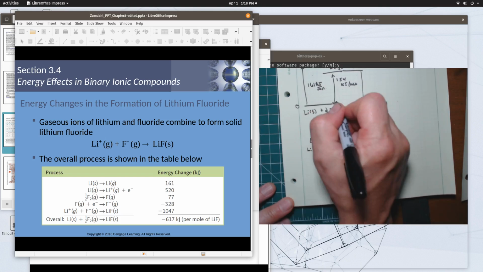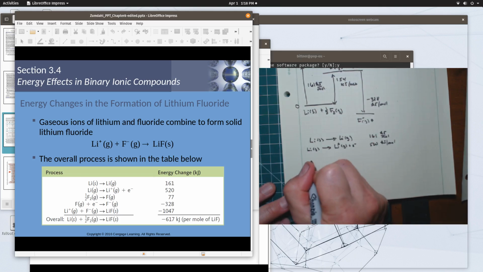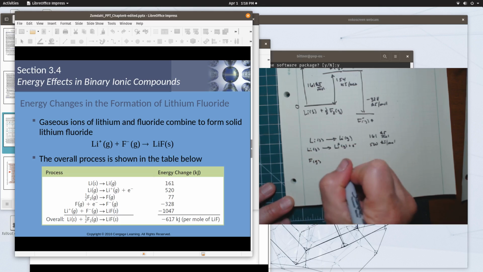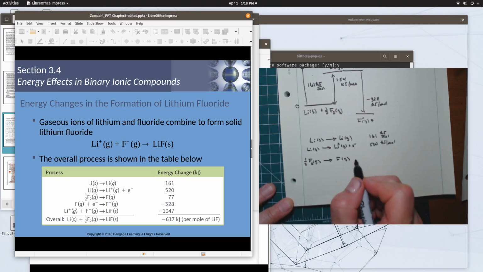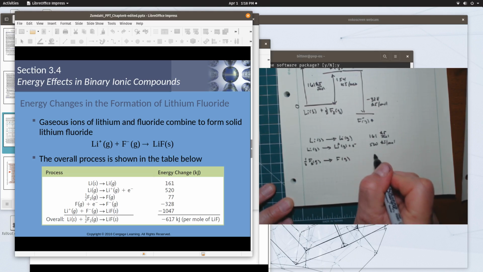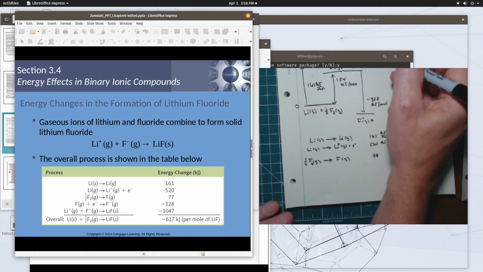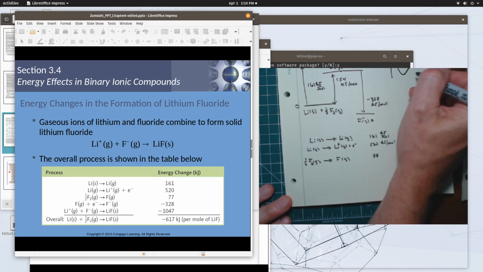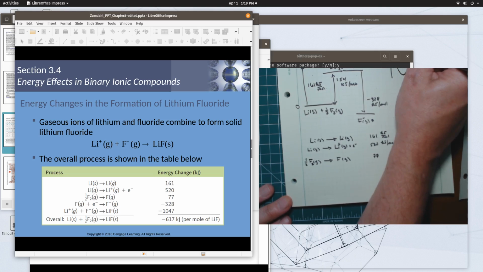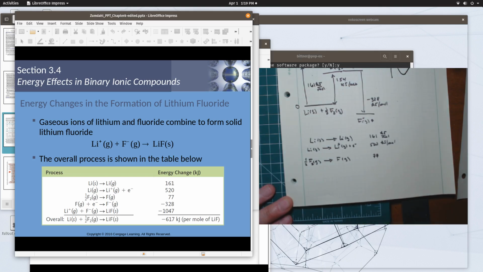And now the next steps were going again from here and down was that fluorine in the gas phase to dissociate. That required energy, 77. So this 154 that was given here is actually the energy that's required to dissociate 1 mole of F2 to 2 moles of fluorine atoms.